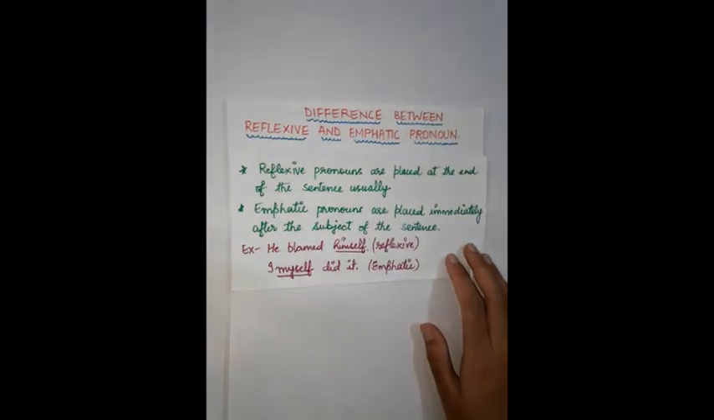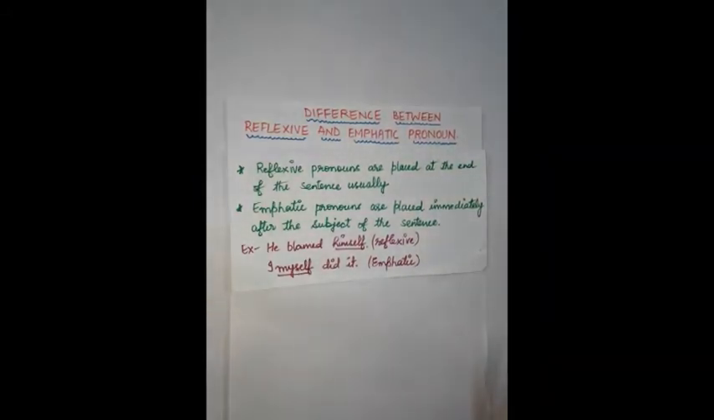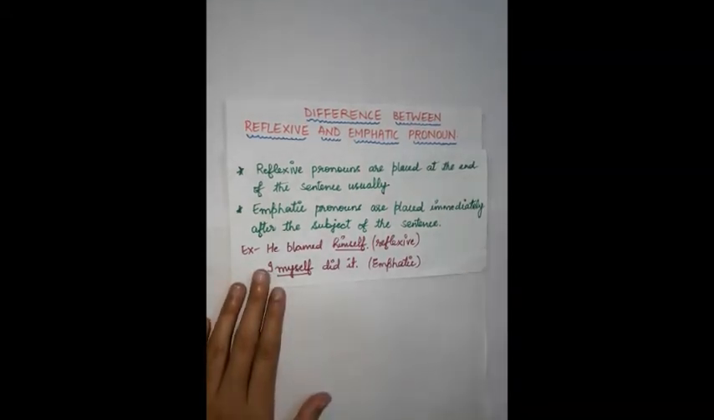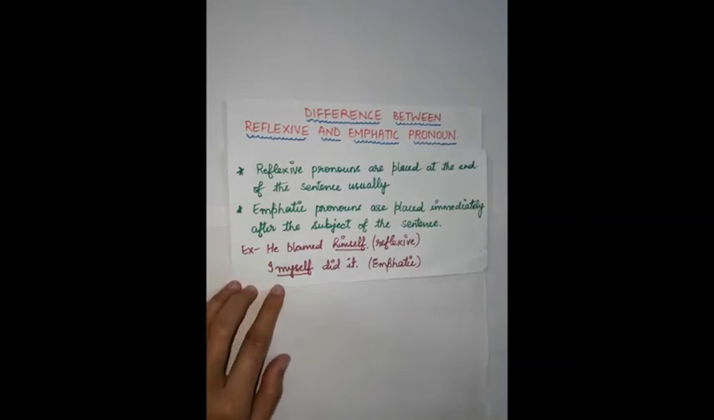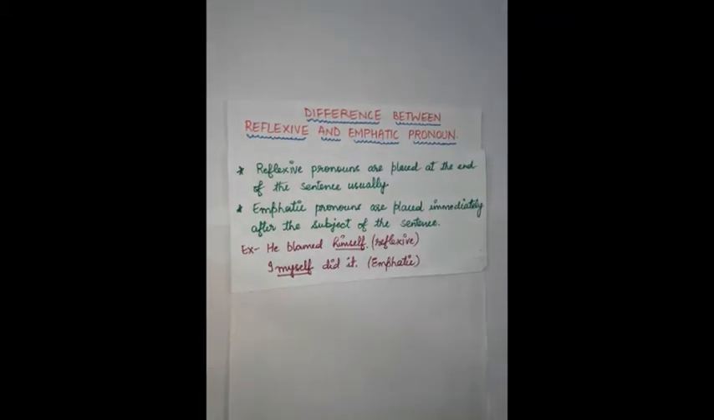Let's understand the difference between the reflexive and emphatic pronoun. Reflexive pronouns are placed at the end of a sentence, usually. Emphatic pronouns are placed immediately after the subject of a sentence. For example, he blamed himself is a reflexive pronoun and I myself did it is an emphatic pronoun.